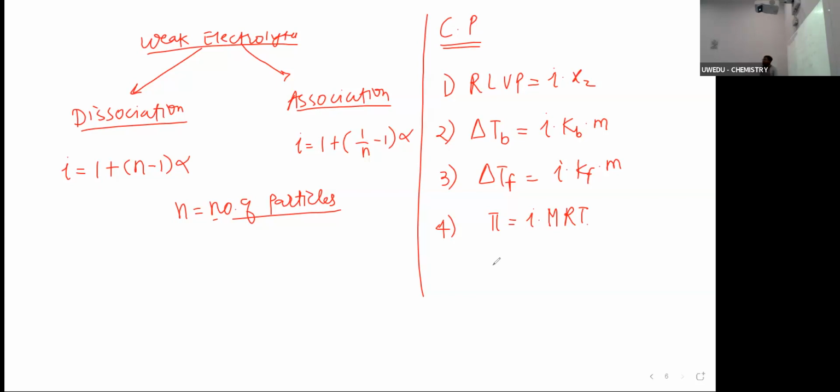So basically, whenever a question comes, we have to write this formula. Why? Because the I value for non-electrolytes is equal to 1. For non-electrolytes, I is equal to 1. That's why this is the formula which you have to memorize. If a non-electrolyte comes, then the I value is 1. If an electrolyte comes, the I value will be more than 1 or less than 1. And that is the formula we have to use every time. Clear?